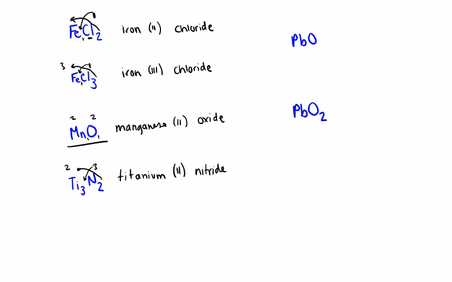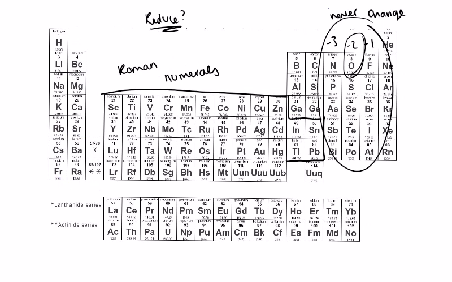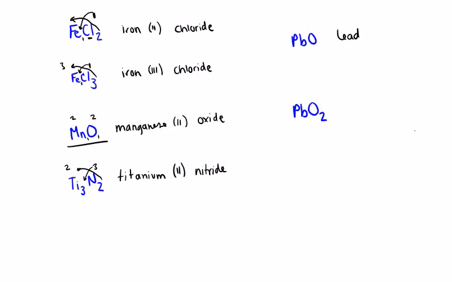Okay. PbO. Pb is lead. Even though lead is in a weird spot, it is still considered a transition metal. It's within my boxes over here. So Pb is lead. It needs Roman numerals. O is oxide. Oxygen always has a charge of -2. I have 1s here, so this has been reduced. This is lead 2 oxide.